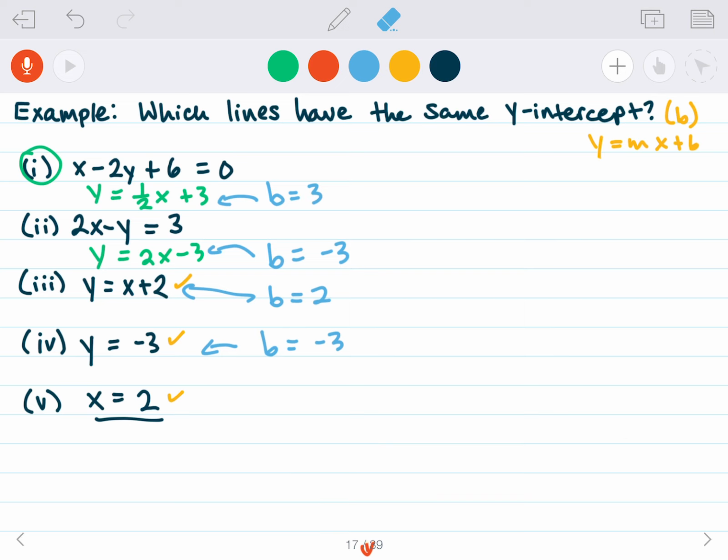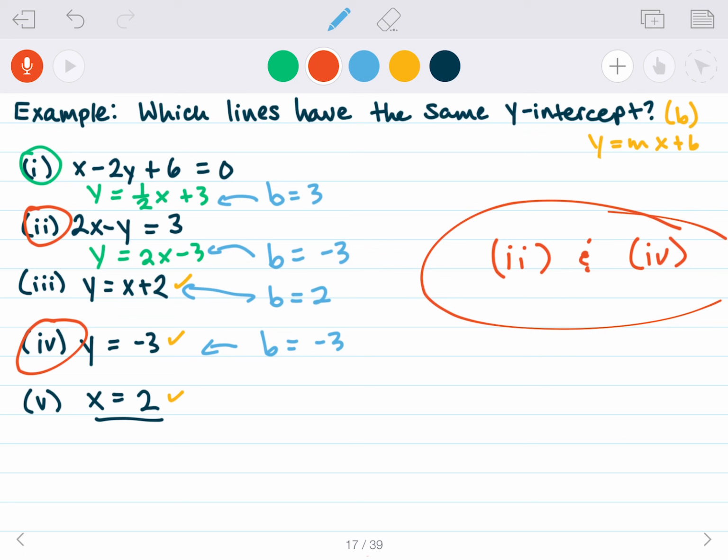So which of these have the same y-intercept? Well, our answer is going to be 2 and 4. So 2 and 4 both have negative 3 as the y-intercept. So that's our answer here.